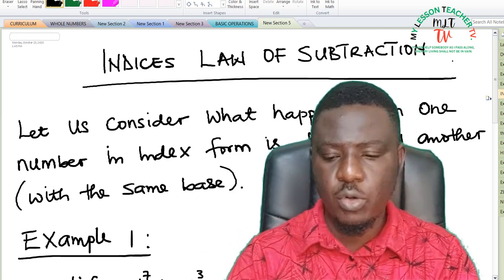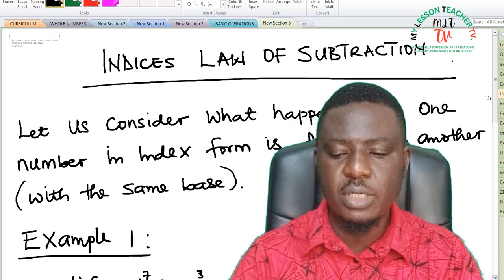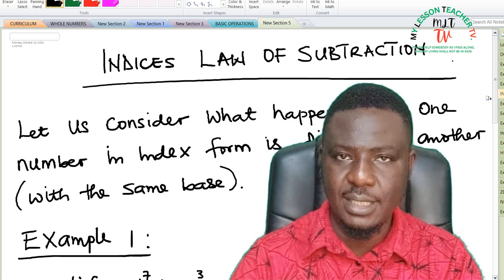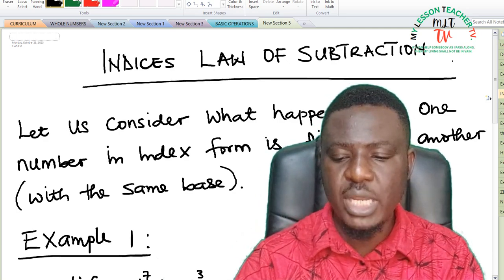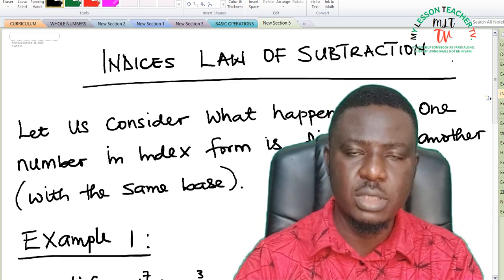Today's class is a continuation of our previous classes on laws of indices. In today's class, we shall be looking at the indices law of subtraction.